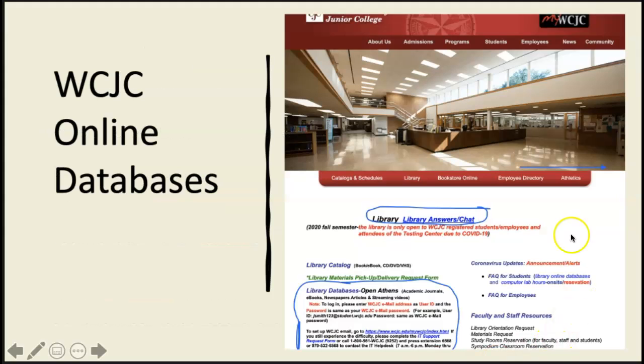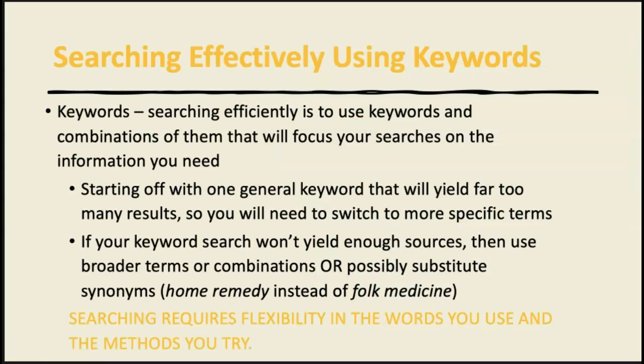All right, so this is, and we're going to come back and I'll show you a live search in a second. But if you go to our WCJC webpage and click on the library link, it'll bring you to this page. We have a wonderful library answers and chat that came about during the pandemic, so you could easily click on that and get some help with research. We'll be focusing our search on the library databases, and again, we'll come back and go over those extensively.